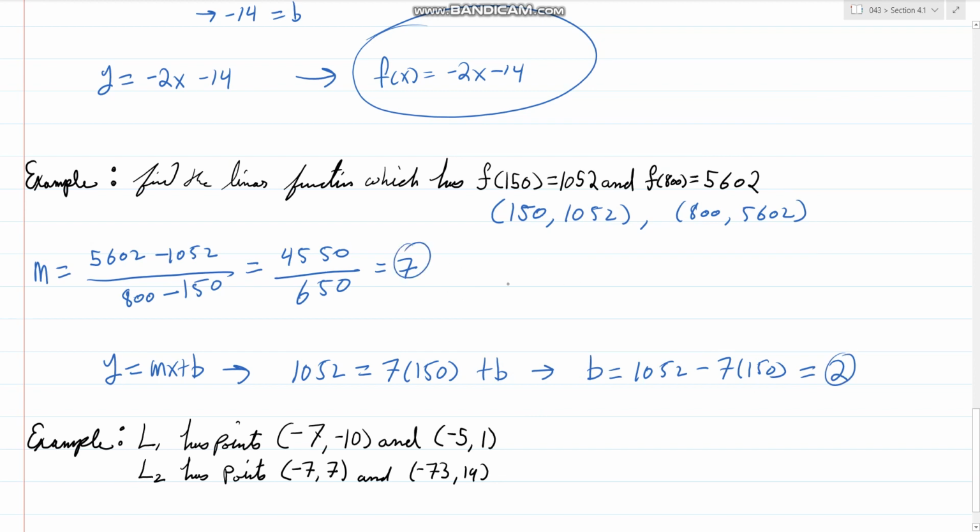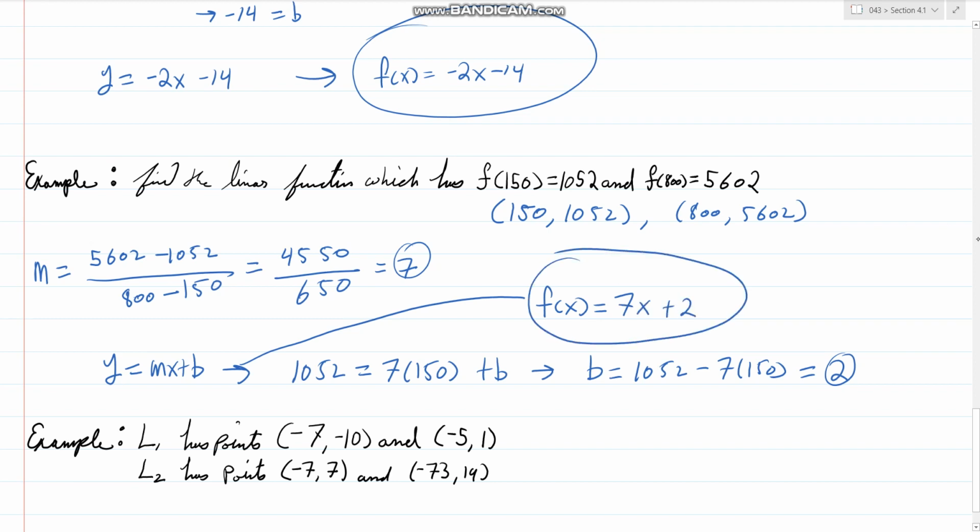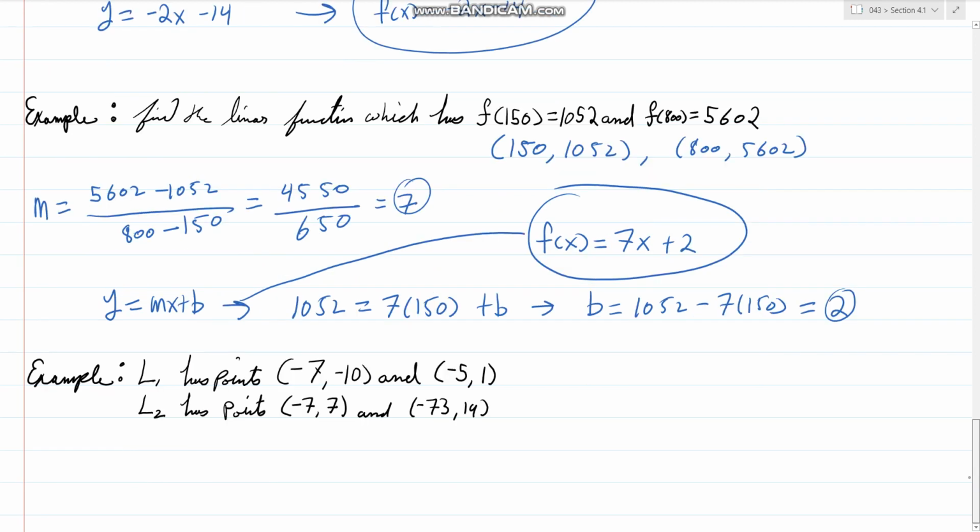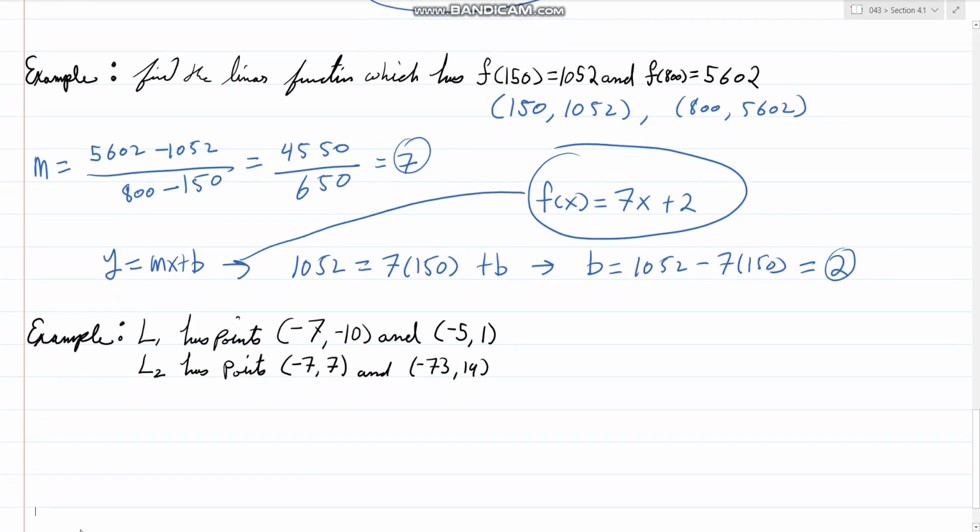All right, well, I know the slope and I know the y-intercept. So y equals mx plus b can become f of x equals 7x plus 2. And now we found that linear function. Okay, I think we have enough time for the last question here, last example.